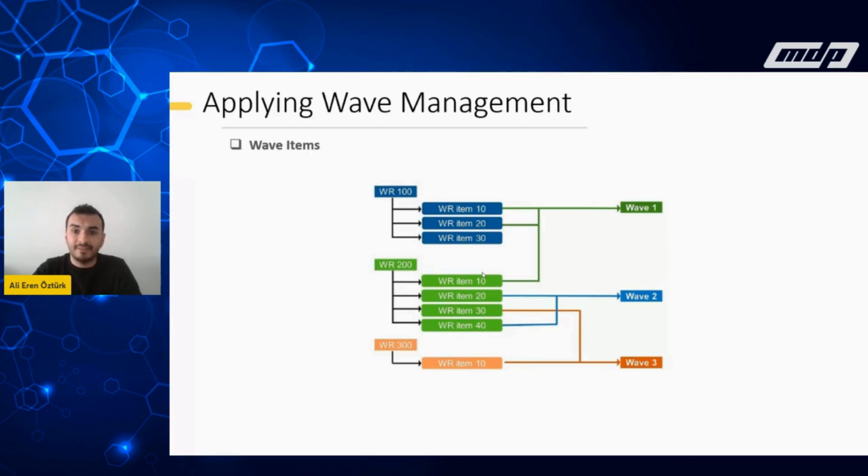The wave assignment can be completed by the system automatically using the condition technique. The condition technique is really important in waves because the system needs to know what type of data to be used in order to group warehouse request items. For that, you can create your custom condition tables for your own requirements, or you can use SAP standard condition tables. And for that, we are using the SCWM wave transaction code.